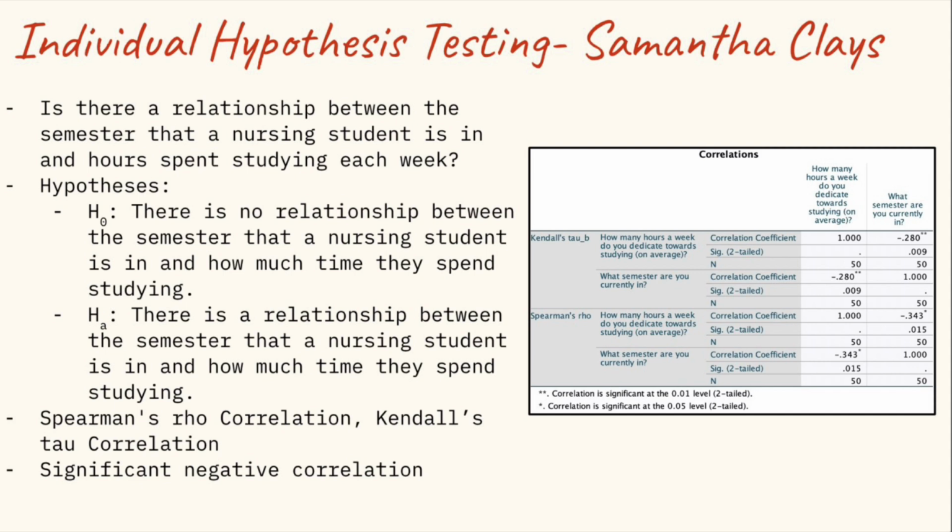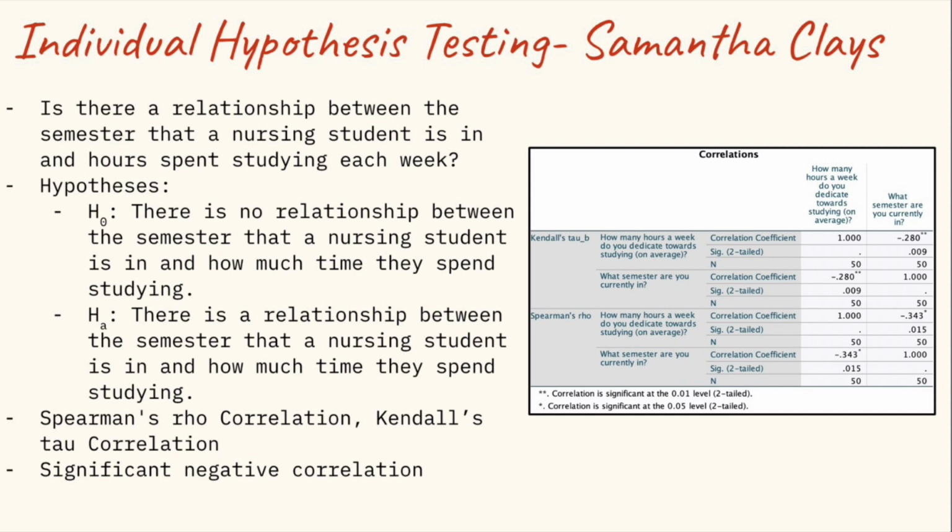Spearman's rho correlation was tested in order to assess the relationship between what semester a nursing student is in currently and the number of hours they dedicate towards studying each week. It indicated a significant negative correlation between semester and hours spent studying. Rho equals negative 0.34 and P equals 0.015. This indicates that as students get further into the program, the number of semesters increases, their average studying time tends to decrease. This relationship, while significant, is of moderate strength.